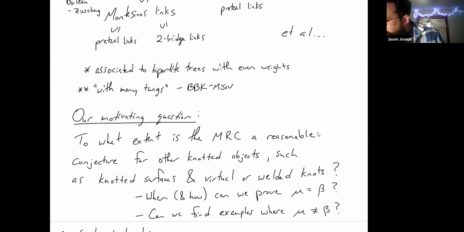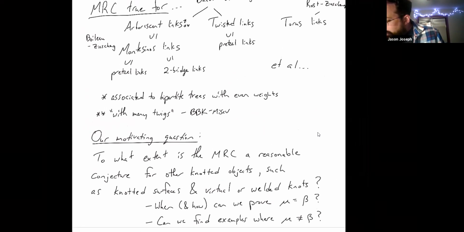But the motivating question is, to what extent is the meridional rank conjecture a reasonable conjecture for other knotted objects, such as knotted surfaces and virtual or welded knots? When and how can we prove equality, and can we find inequality?